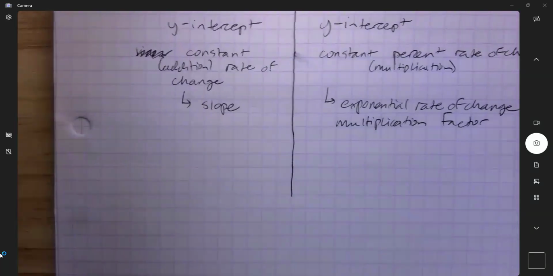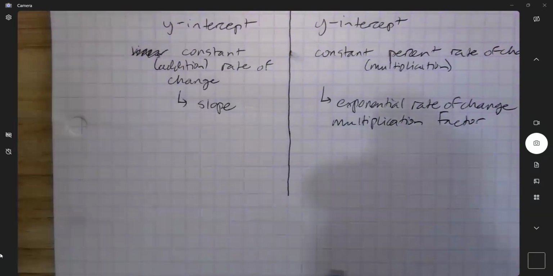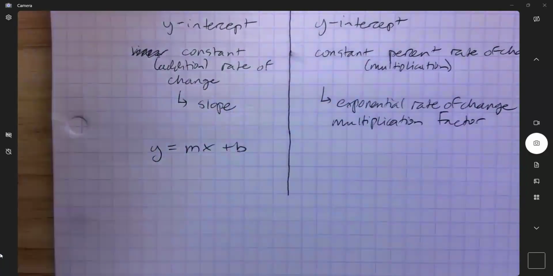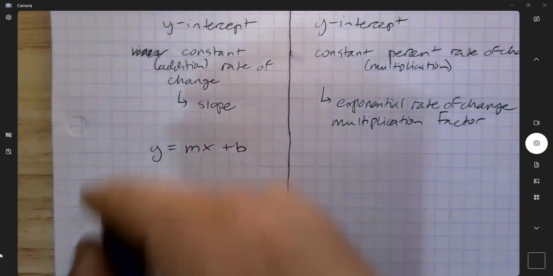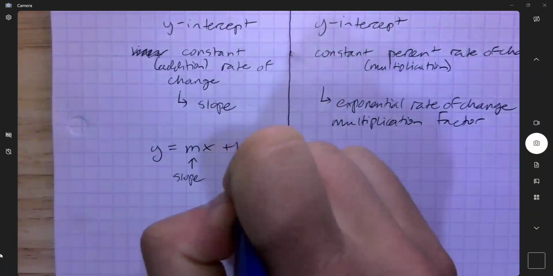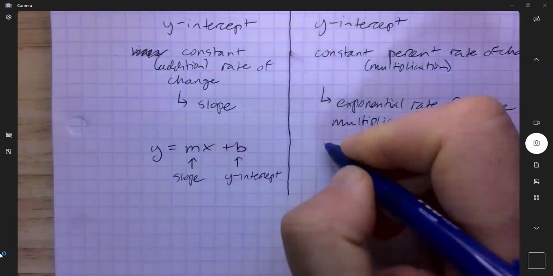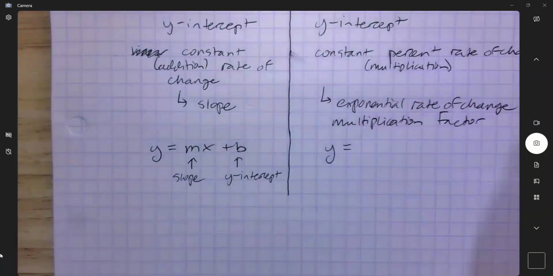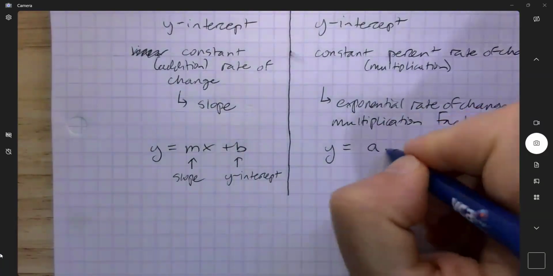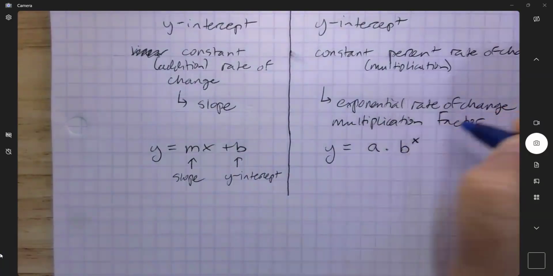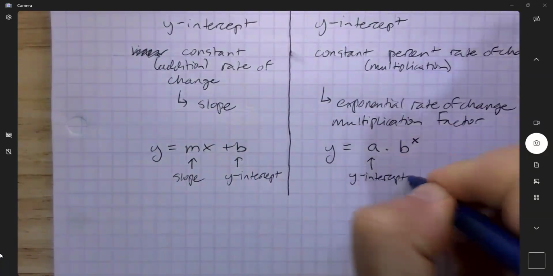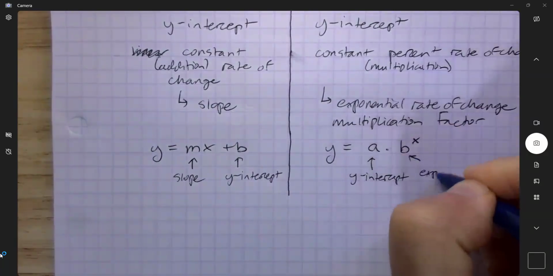So let's write down our basic formula. I'll write the exponential one again, but our basic formula for a linear function is y equals mx plus b. M is our slope, and b is our y-intercept. An exponential function, they could have made it really easy if they used b for the y-intercept, but they didn't. I'm sorry about that. That's what your book says. A here is the y-intercept, and b is the exponential rate of change.